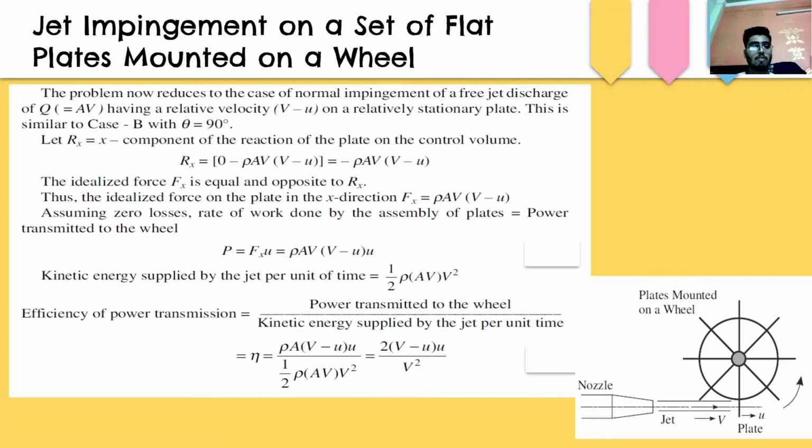Assuming all the losses are zero, the rate of work done by the assembly of plates equals the power transmitted to the wheels. Now the power, which is F into u, is rho A v into the relative velocity into the velocity of the plate after the strike of the jet, which is u. The kinetic energy supplied by the jet per unit time is half rho A v into v squared. Now the efficiency of power transmission is obviously power transmitted to the wheel upon kinetic energy supplied by the jet per unit time, which is 2.